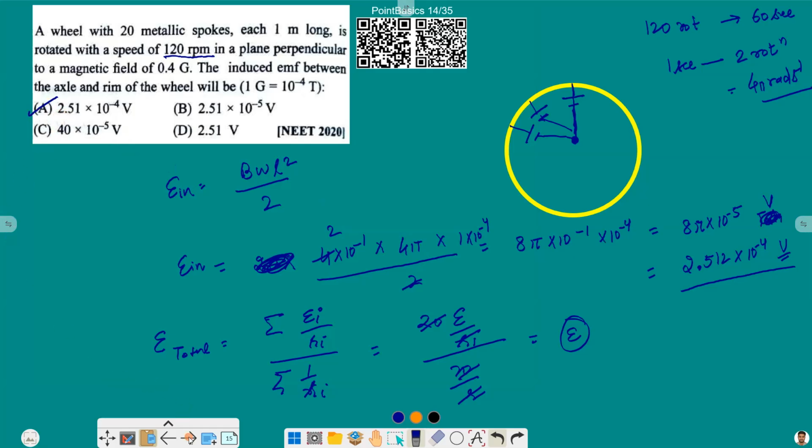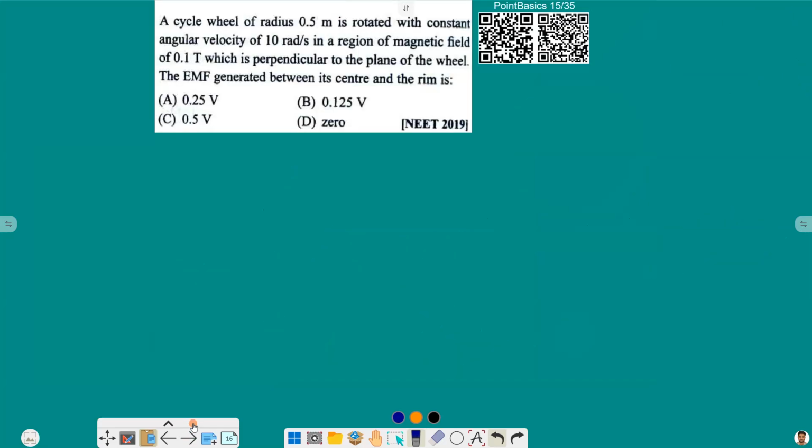Now let's move to the next one. A cycle wheel of radius 0.5 meter is rotated with a constant angular velocity of 10 radian per second in a region of magnetic field 0.1 Tesla, which is perpendicular to the plane of the wheel. The EMF generated between the center and the rim is, so we have to find the EMF between the center and the rim.